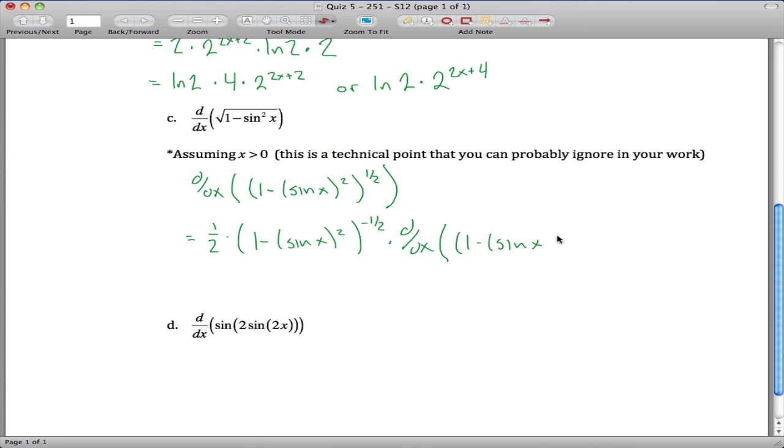Guess I have one extra parenthesis in there. Should just write this as the derivative of 1 minus sine of x squared. Okay, this stuff's all done. You can just copy this down. I'll write it back in the more familiar notation now that I've already taken the derivative.